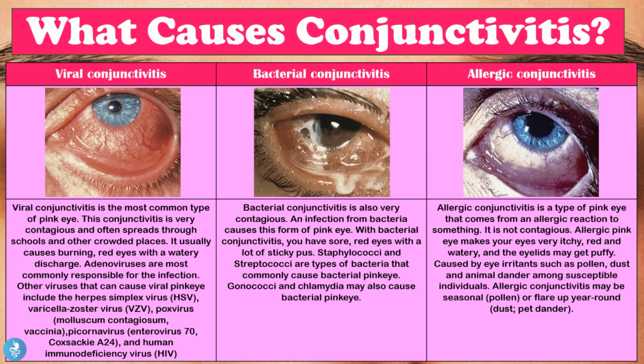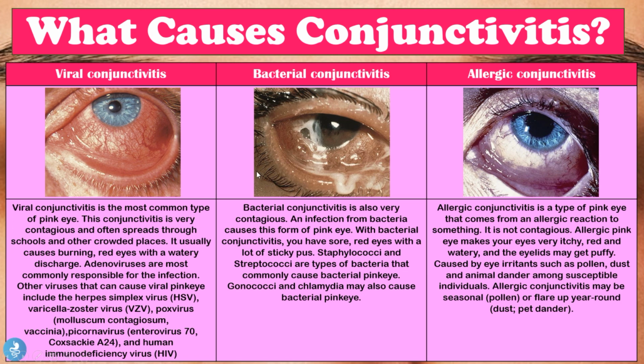So the classic manifestation of the viral conjunctivitis is the redness, but a clear discharge. And we'll see it's very different from bacterial conjunctivitis in that way, because bacterial conjunctivitis has a more cloudy, pussy discharge. Anyway, coming back to this viral conjunctivitis, the adenoviruses are most commonly responsible for this infection. And other viruses that can cause the viral pink eye include the herpes simplex virus, varicella zoster virus, the pox virus, the picornaviruses, and the human immunodeficiency viruses. So these are all causative agents that can be the pathogenic agent in the viral conjunctivitis.